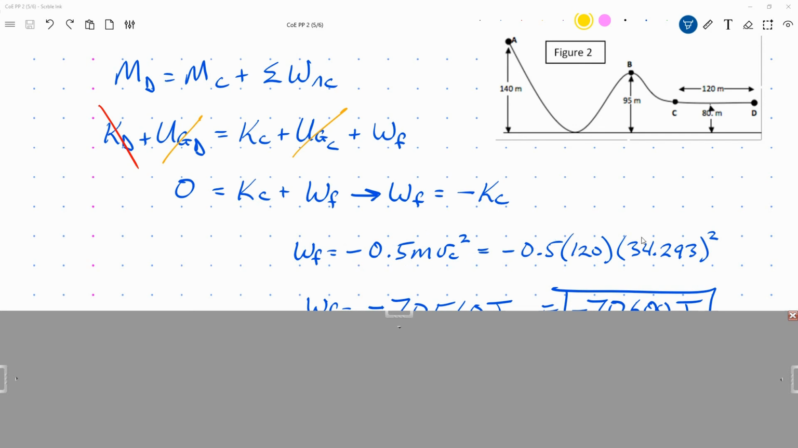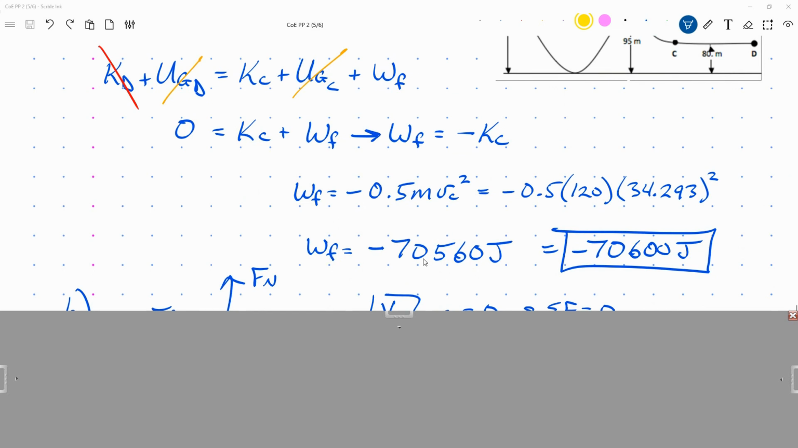So negative 1/2 mv squared, that's that speed value that I had from the previous question, kept to 5 significant figures. Putting the values in to get an answer of this, which I'm going to use in a subsequent step, but I'll record this as my final answer to 3 significant figures. So the work done by friction to 3 sig figs is negative 70,600 joules.